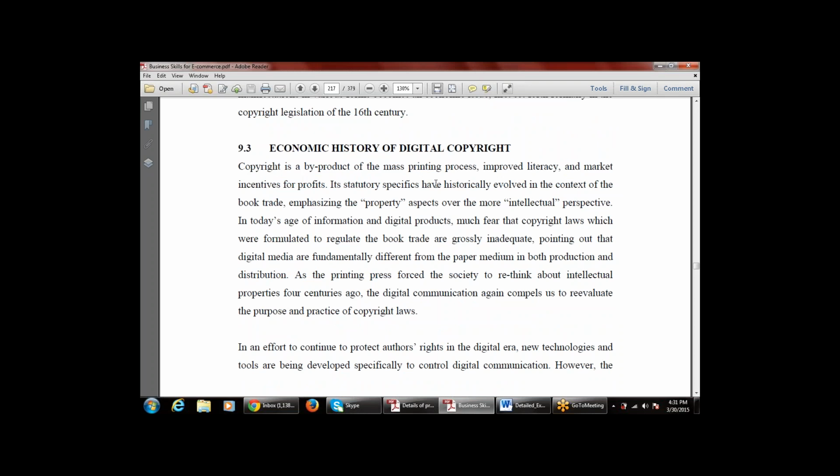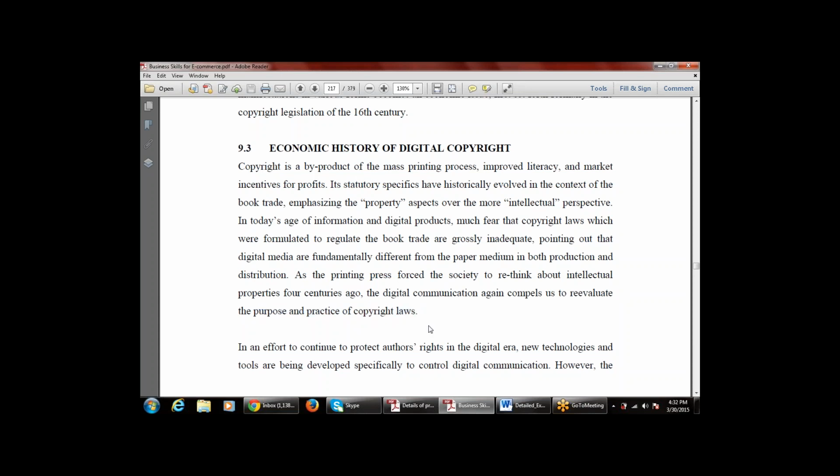Its statutory specifics have historically evolved in the context of the book trade, emphasizing the property aspect over the more intellectual perspective. That is, digital copyright also rests on the basis of property copyright, which includes the legislation for intellectual property rights. In today's age of information and digital products, many fear that copyright laws, which were formulated to regulate the book trade, are grossly inadequate, pointing out that digital media are fundamentally different from the paper medium in both production and distribution. As the printing press forced society to rethink intellectual property four centuries ago, digital communication again compels us to reevaluate the purpose and practice of copyright laws.